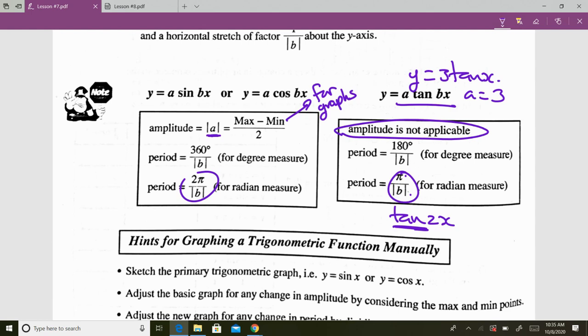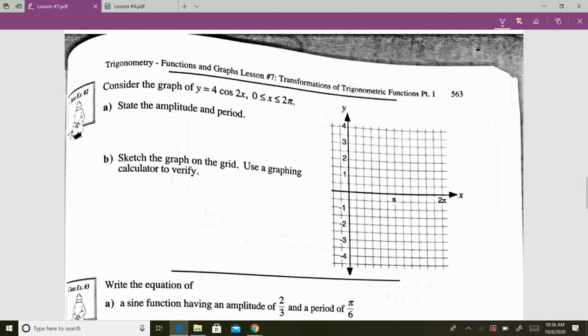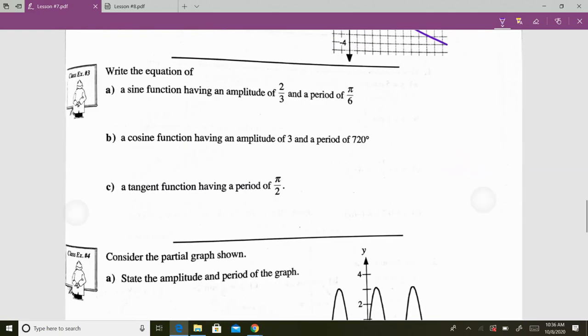All right. Going once, going twice. Normally we'd sketch that. COVID, we don't. All right.